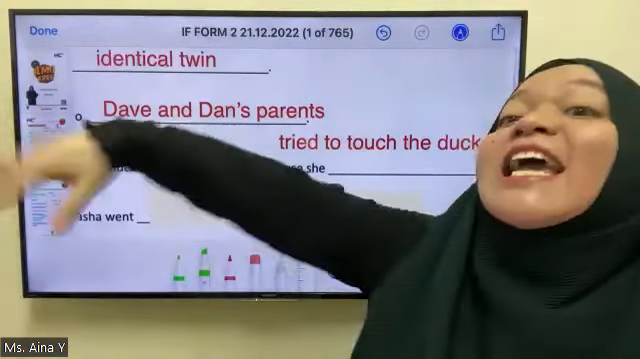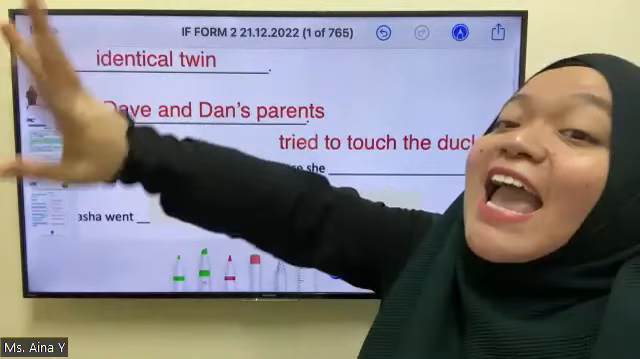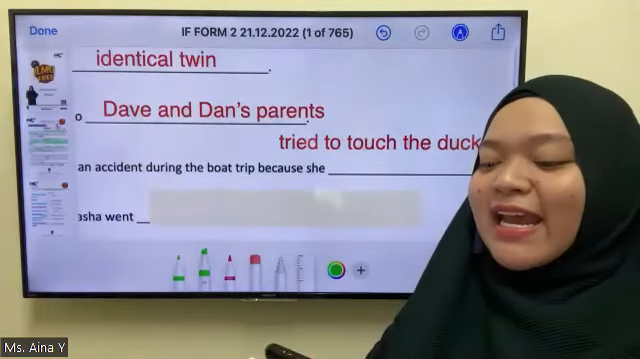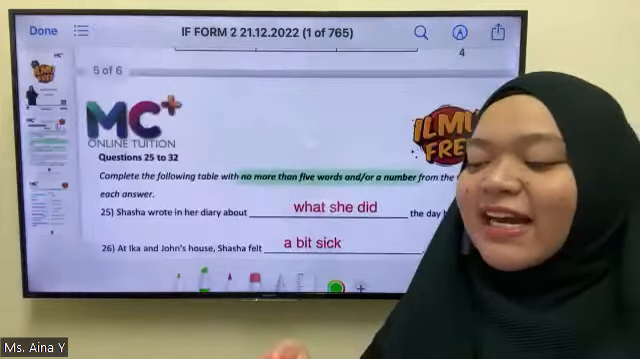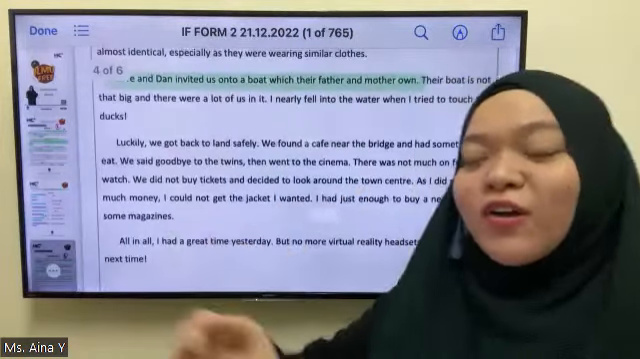Itik. Lepas tu, tergolek kat dalam tu. Kalau tergolek, kita gelakkan dulu. Gelakkan dulu baru tolong eh.